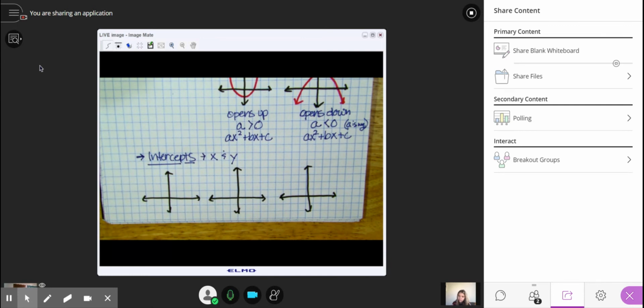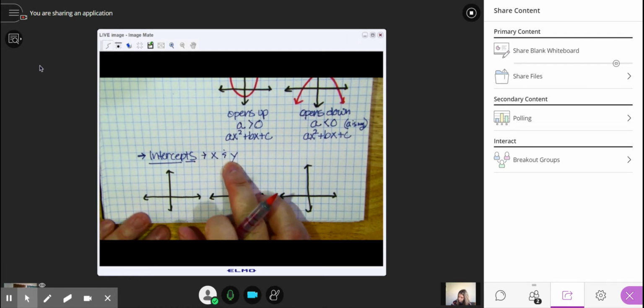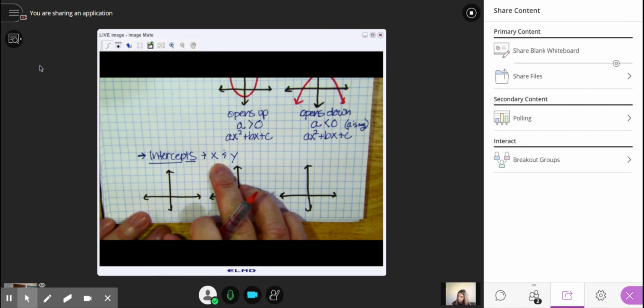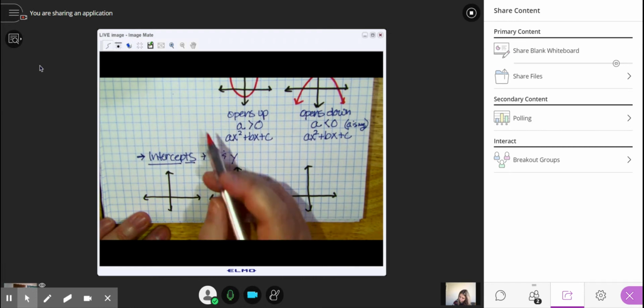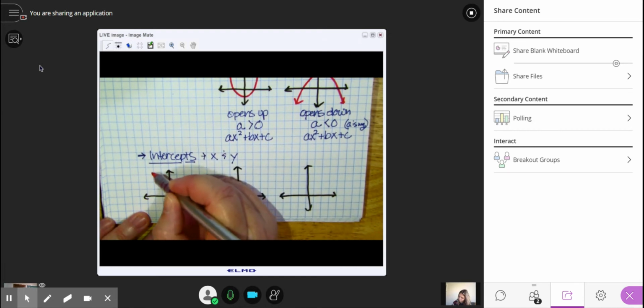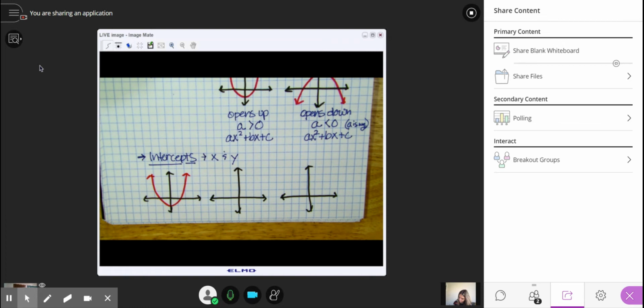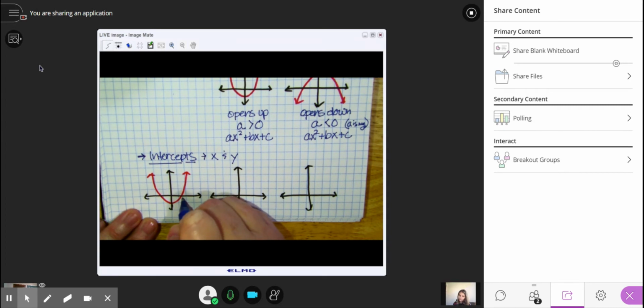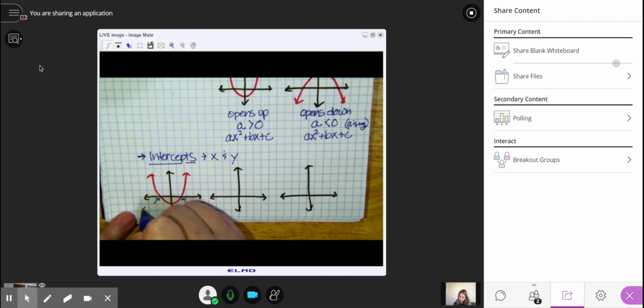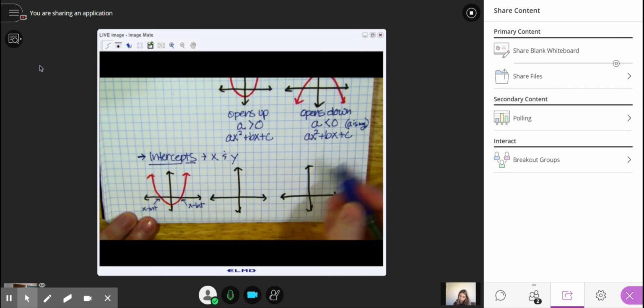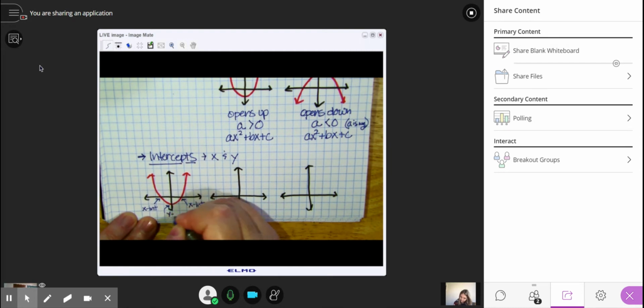All right, so just a couple of reminders about your intercepts. Your x and y intercepts are where the graph of the parabola crosses the x-axis and where it crosses the y-axis. So if I'm looking at a graph like this, we would have an x-intercept where it crosses the x-axis and a y-intercept where it crosses the y-axis.